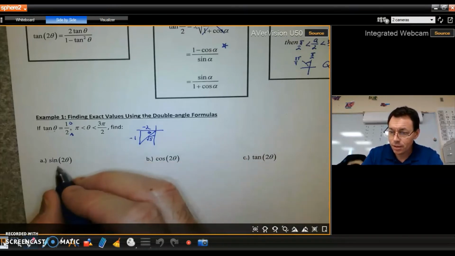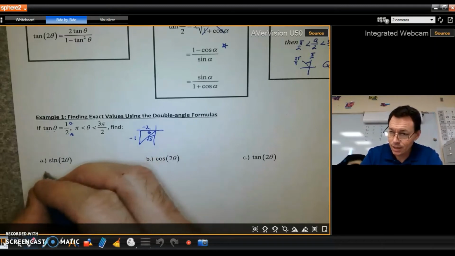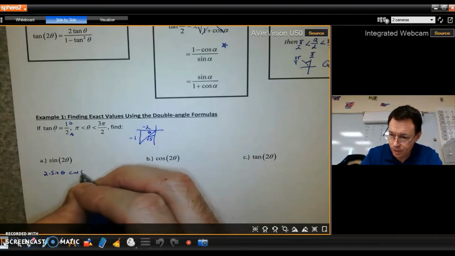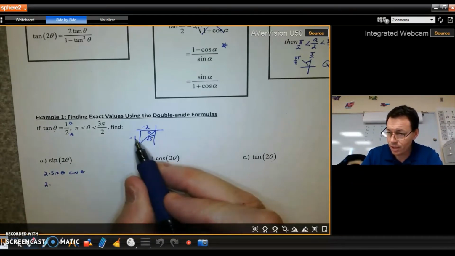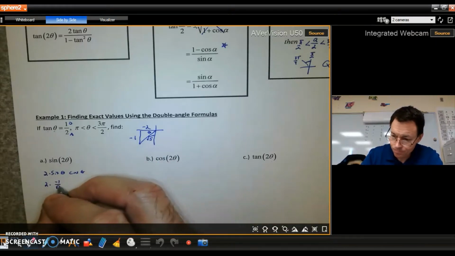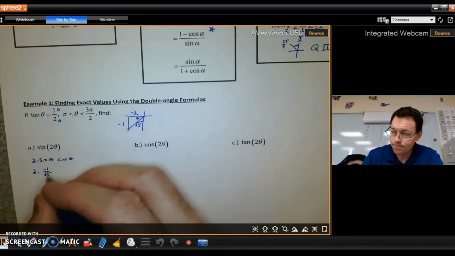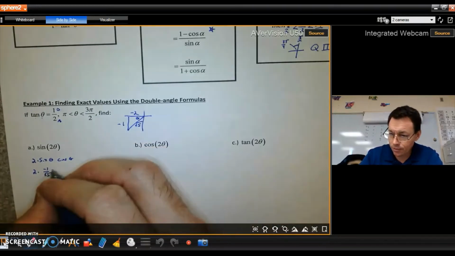So the double angle formula for sine is 2 times the sine of theta times the cosine of theta, which is 2 times, well, what's the sine of theta? -1 over radical 5, which we would rationalize, but I'm not going to. I'll show you why. Times the cosine of theta. Well, that's -2 over radical 5.